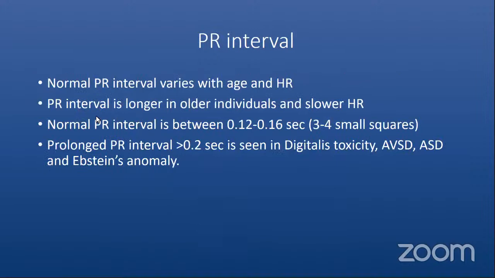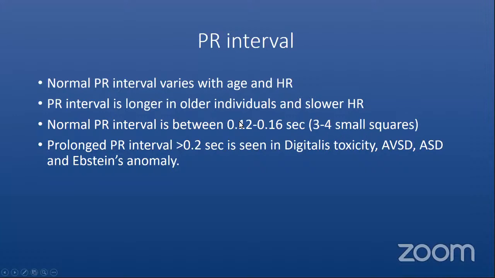So normal PR interval, we know, varies with age and heart rate. If the heart rate is more, the PR interval will be less. As the heart rate slows down, the PR interval increases. It's longer in older children because the heart rate is low. The normal PR interval is anything between 0.1 to 0.16 second, meaning 3 to 4 small squares when looking at the ECG.